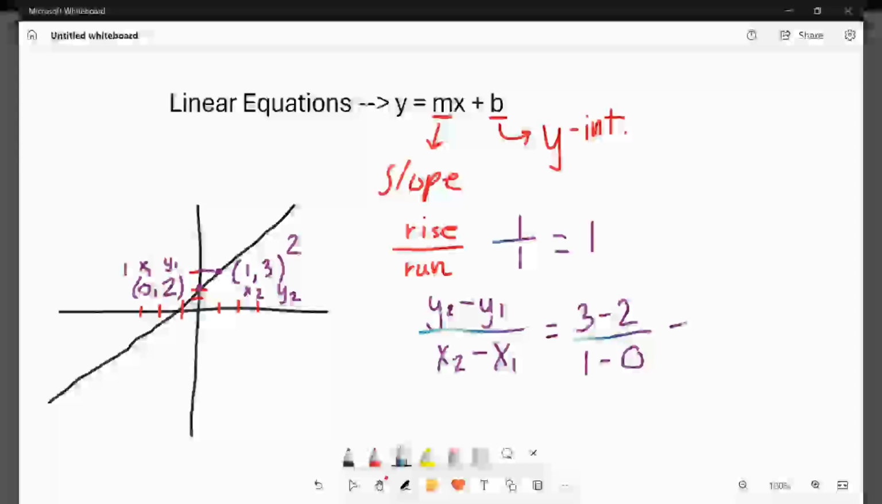So now we can prove with this equation that 3 minus 2 gives us 1. 1 minus 0 gives us 1. And we can again conclude that our slope is 1, just like we calculated with the rise over run by counting. This is just doing it with an equation, which can be helpful if we have a more complex slope.